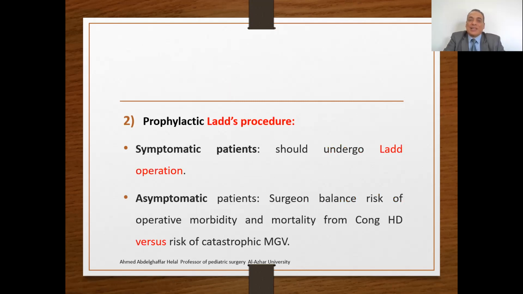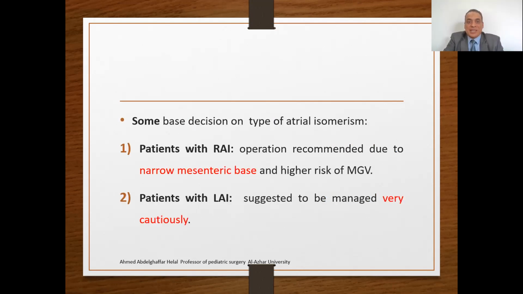This is number one. The second challenge is whether or not to perform a prophylactic LADS procedure. A symptomatic patient should undergo the LADS procedure. However, in asymptomatic children, the surgeon should balance the risk of operative morbidity and mortality from the congenital heart disease versus the risk of catastrophic midgut volvulus. Some other authors base the decision on the type of atrial isomerism. They claim that in patients with right-sided atrial isomerism, operation is recommended due to the narrow mesenteric base and higher risk of midgut volvulus. Patients with left atrial isomerism are suggested to be managed expectantly, or very cautiously.